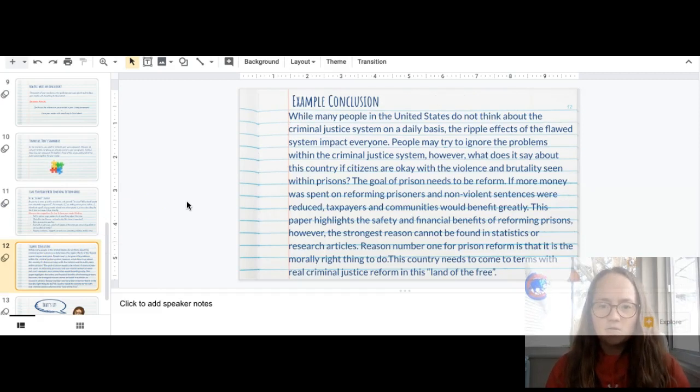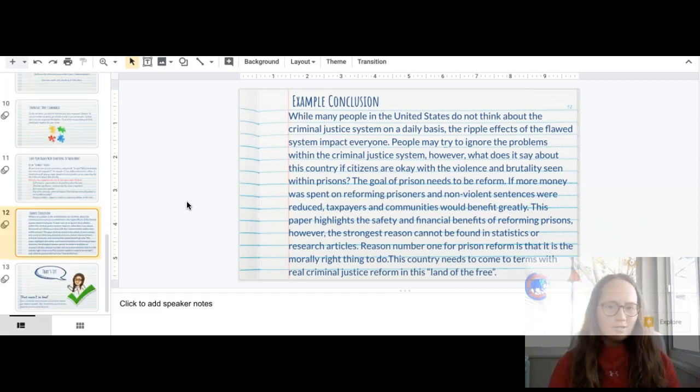While many people in the United States do not think about the criminal justice system on a daily basis, the ripple effects of the flawed system impact everyone. People may try to ignore the problems within the criminal justice system. However, what does it say about this country if citizens are okay with the violence and brutality seen within prisons? The goal of prison needs to be reform. If more money was spent on reforming prisoners and nonviolent sentences were reduced, taxpayers and communities would benefit greatly. This paper highlights the safety and financial benefits of reforming prisons. However, the strongest reason cannot be found in statistics or research articles. Reason number one for prison reform is that it is the morally right thing to do. This country needs to come to terms with real criminal justice reform in this land of the free.